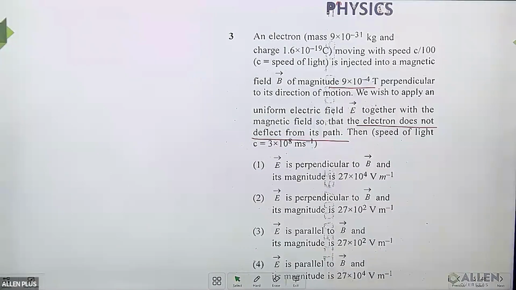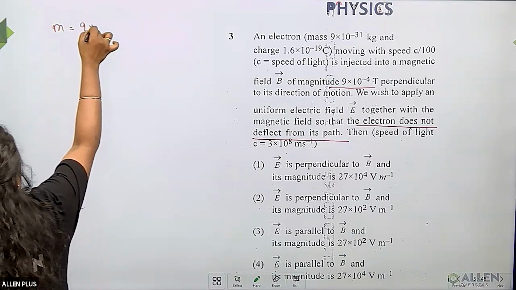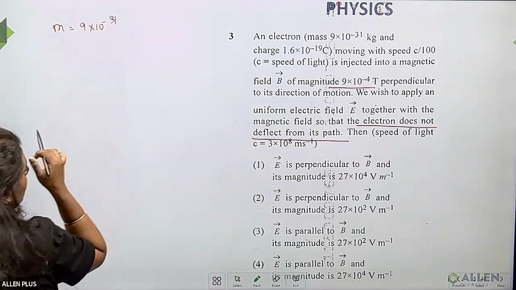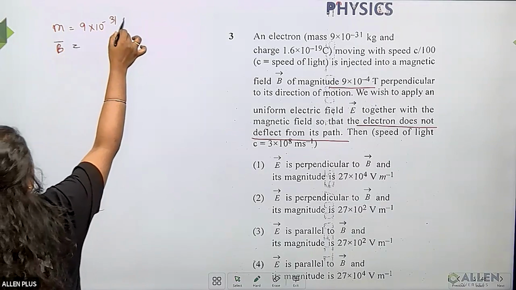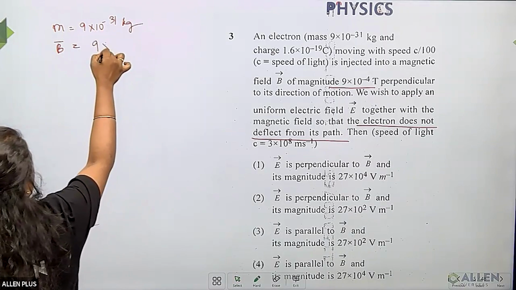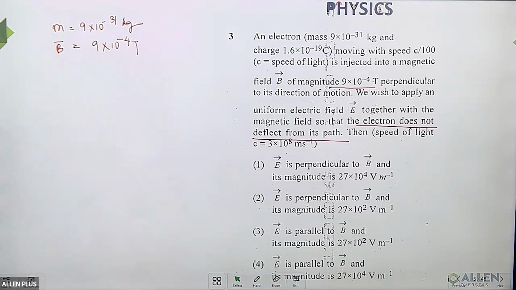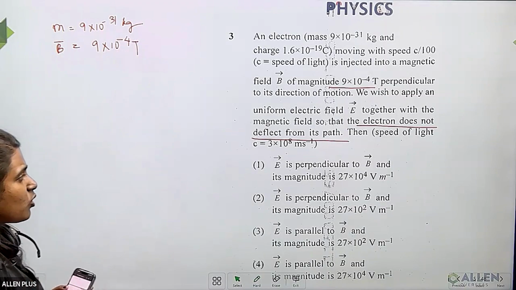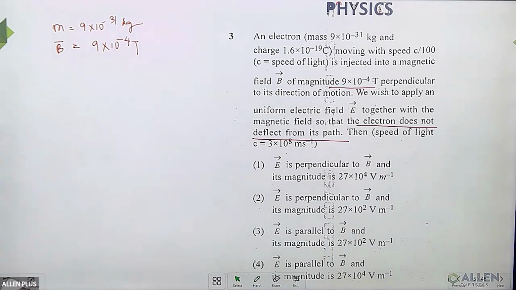So let me just take down the given data first. The mass is given as 9 into 10 to the power minus 31. And the magnitude of the magnetic field is 9 into 10 to the power minus 4 Tesla. Now, the condition is that the electron should not get deflected from its path.